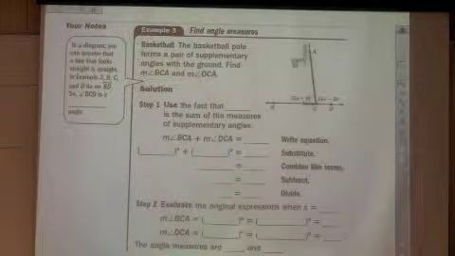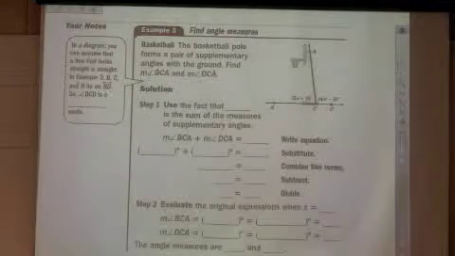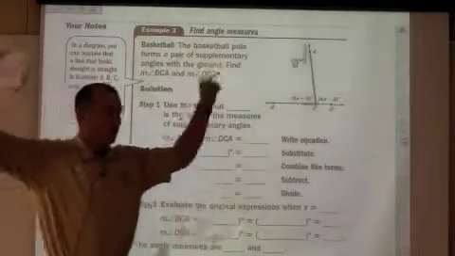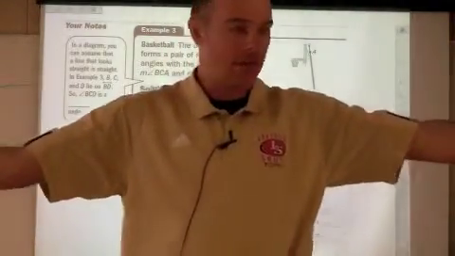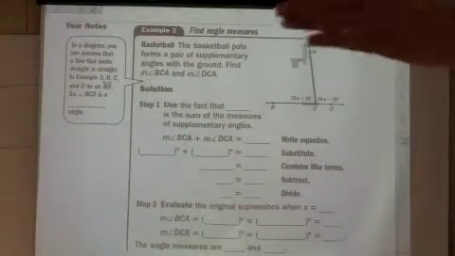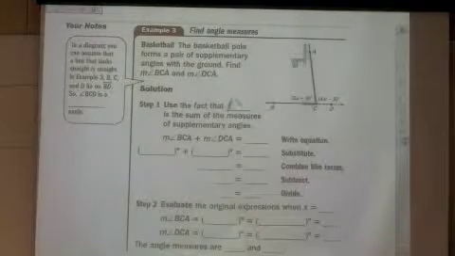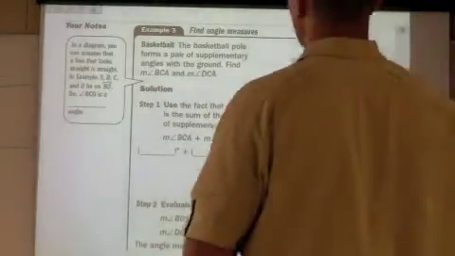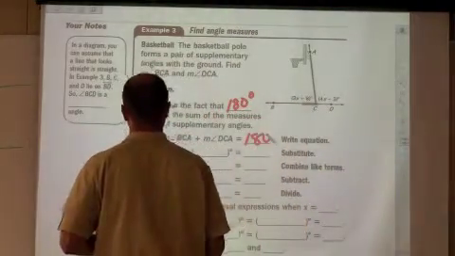Now we get to use a little algebra. Basketball pole forms a pair of supplementary angles. That throws off a little red flag. Supplementary, right? What's up? Is that what you said? How many degrees is that? Supplementary, 180. So if we know 180 degrees is the sum of the measures of supplementary angles, we know that these two angles added up are going to be 180.